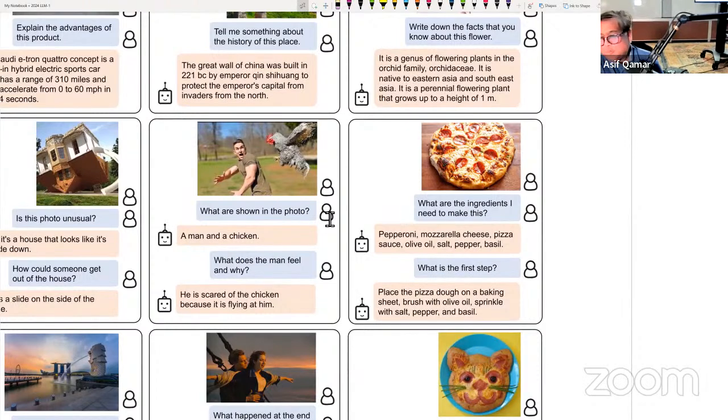So the next is, what are the ingredients I need to make this? You realize that this takes some understanding. It needs understanding of the image. It also needs understanding of enough world knowledge. Is that scary? No, we are getting into pretty deep territory. If you think this is the scariest that AI has achieved, wait, we are only midway through the course. Pepperoni, mozzarella, cheese, pizza sauce, olive sauce.